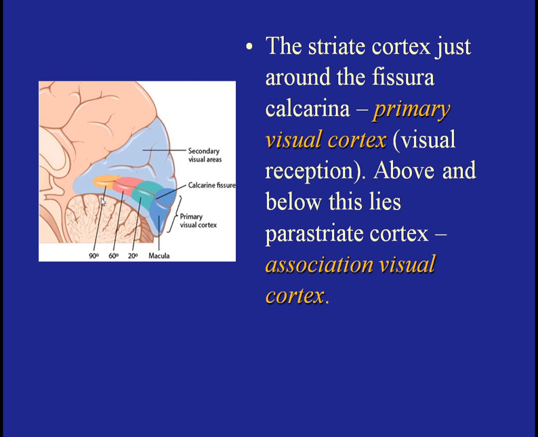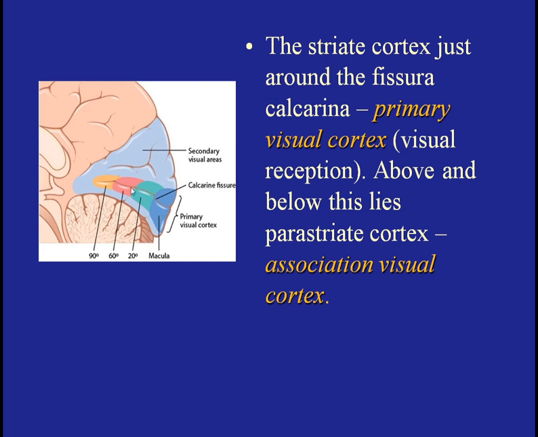So, information passes to the striate cortex just around the calcarine fissure. This is the primary visual cortex, visual reception. Above and below this lies the parastriate cortex, the association visual cortex.